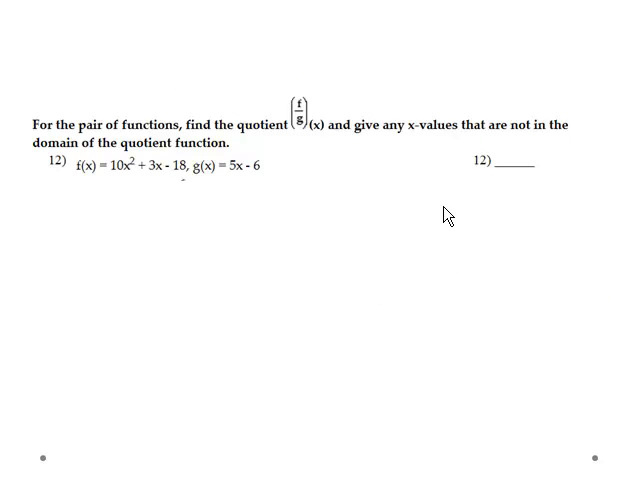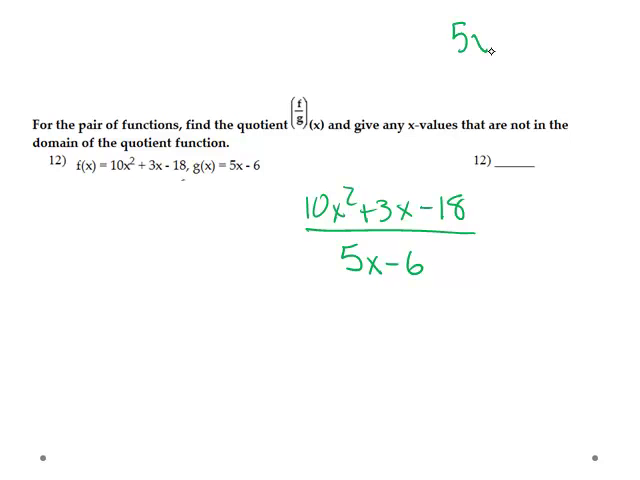For each pair of functions, find the quotient f over g of x. Give any values of x that are not in the domain of the quotient. So f goes on top, 10x squared plus 3x minus 18 divided by 5x minus 6. So 5x minus 6 does not equal 0.